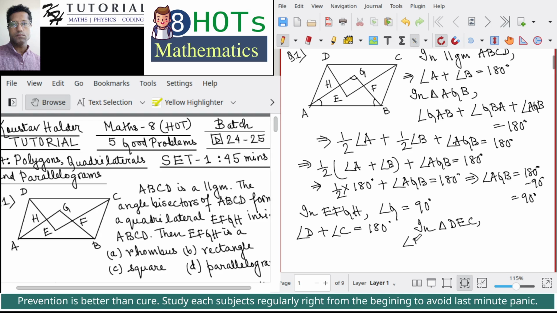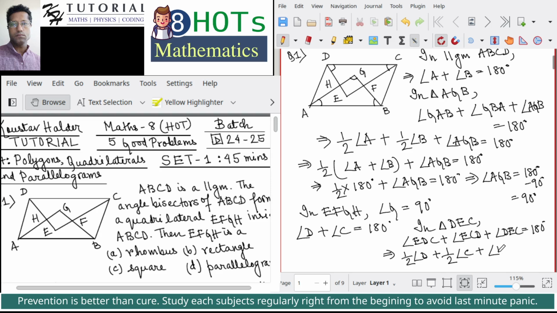angle EDC plus angle ECD plus angle DEC should be equal to 180 degrees using the angle sum property of a triangle. So what is angle EDC? Angle EDC is half of angle D, since DE is the bisector of angle D. Similarly, what is angle ECD? This angle is half of angle C, since EC is the bisector of angle C.